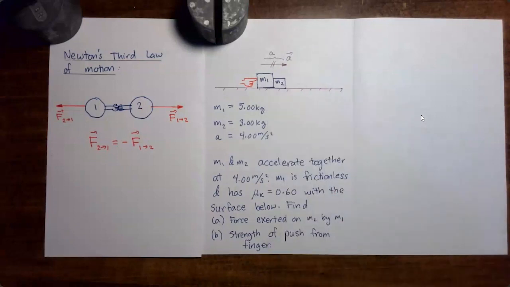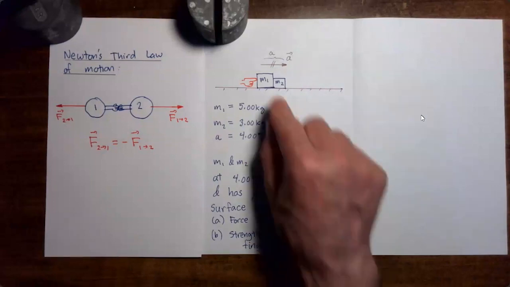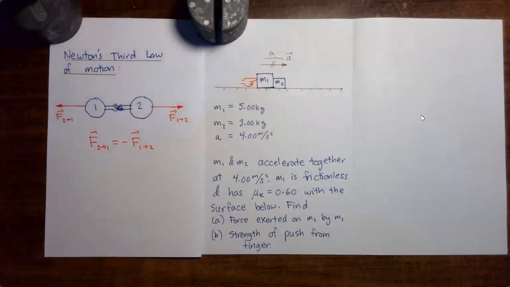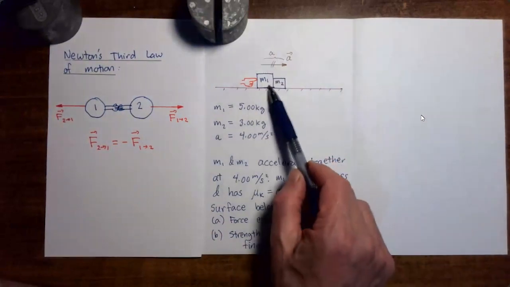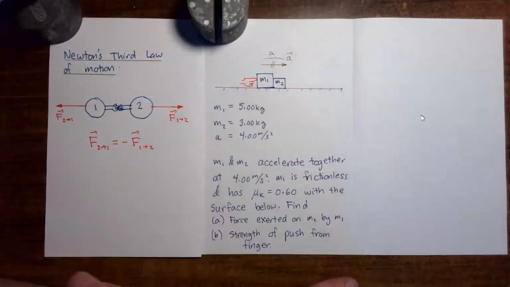And in this example problem, we're going to be applying Newton's second law of motion to each of the objects, but we're also going to be applying Newton's third law of motion to understand how the objects interact with each other. So here's the problem we're going to look at. I have two masses which are touching each other.